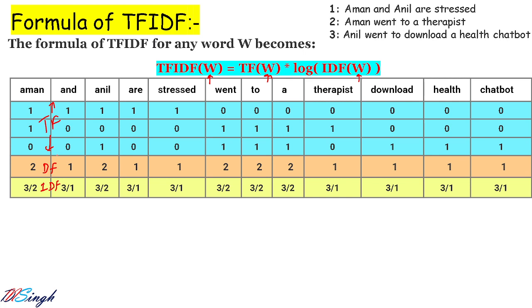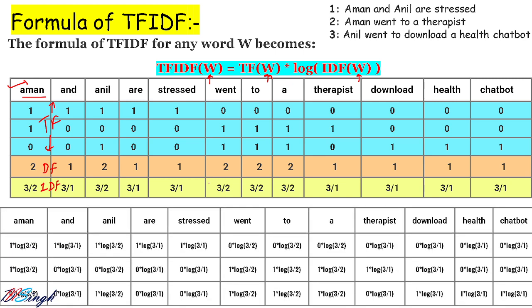Now we have TF, DF and IDF, then we can put the value for each word, and W denotes the vocabulary. So if you are calculating for Aman, then you need to put all the values related to Aman. Let us see. This is our table of TF-IDF. Here you can see for this particular cell, 1 is coming from the TF. This TF value for Aman is 1, multiplied by log of the IDF value, that is 3 by 2. So 3 by 2 is available here.